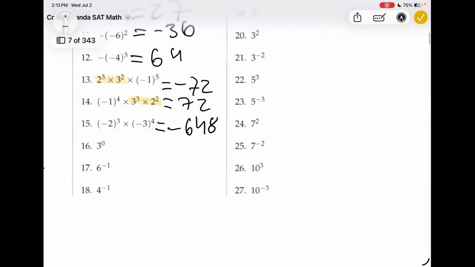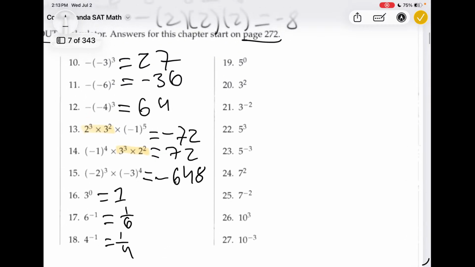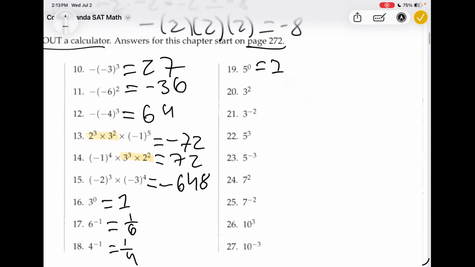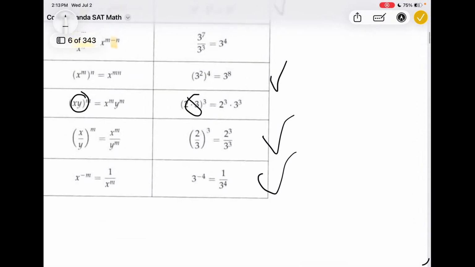3 to the 0 is equal to 1. 6 to the negative 1 is equal to 1 over 6. 4 to the negative 1 is 1/4. 5 to the 0 is 1. 3 squared is 9. 3 to the negative 2 is, that'd be 2 over 3, right? 2/3, I believe. Let's check this rule up here.